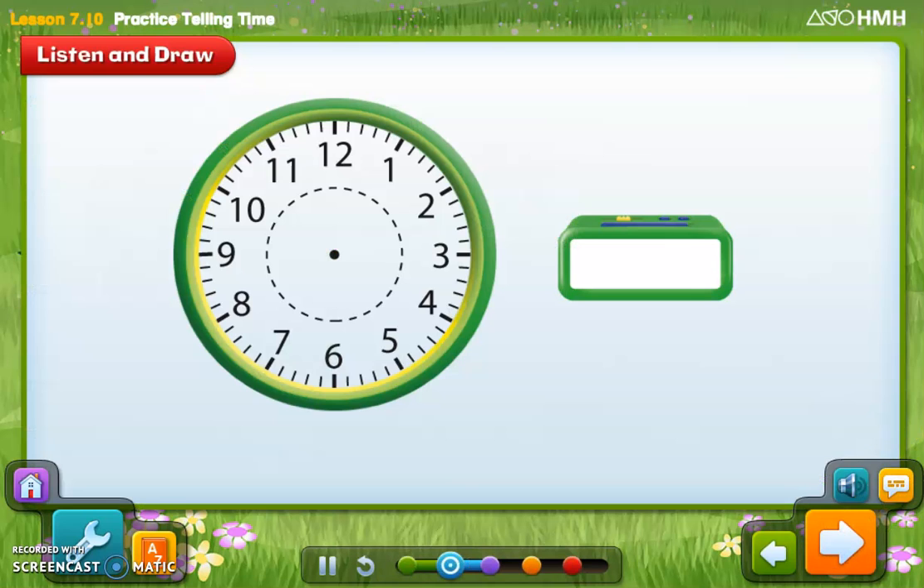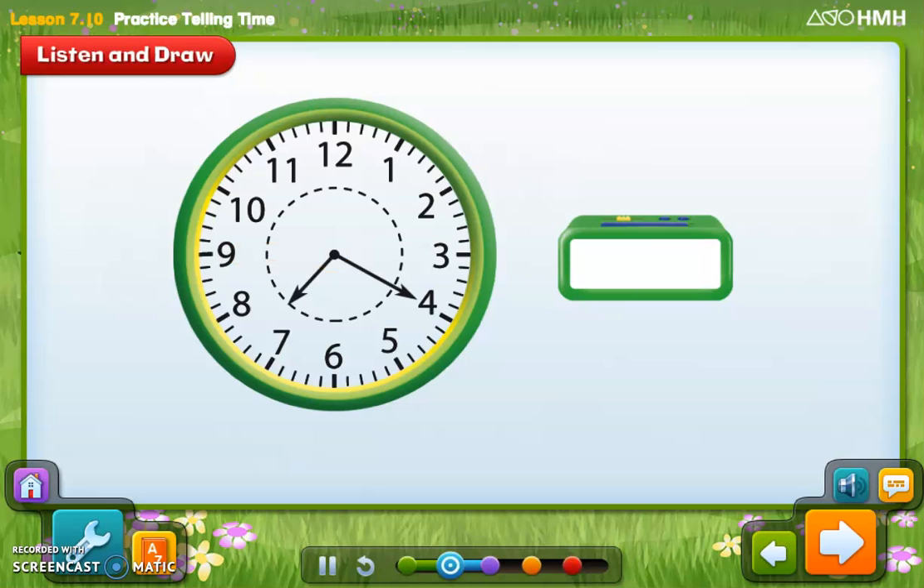Let's practice telling time. This clock shows 4:15. Let's show this on the digital clock. The hour hand points between the 4 and 5. And the minute hand points to the 3, which means 15 minutes have passed. The time on this clock is 6:45. Let's show this on the digital clock. The hour hand points between the 6 and 7. And the minute hand points to the 9, so 45 minutes have passed.